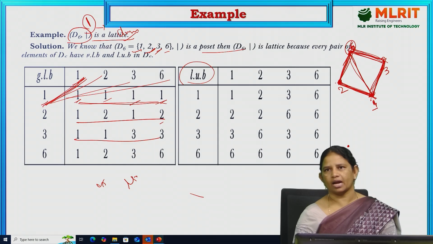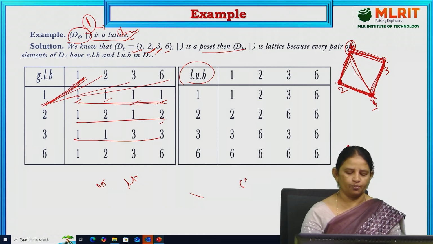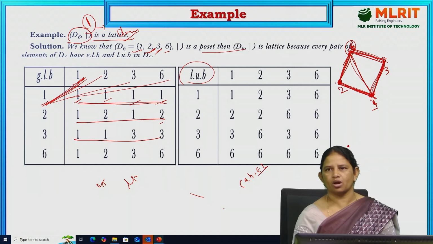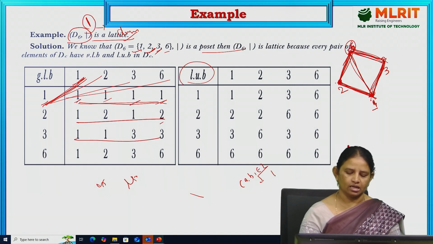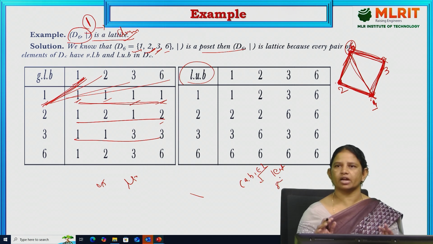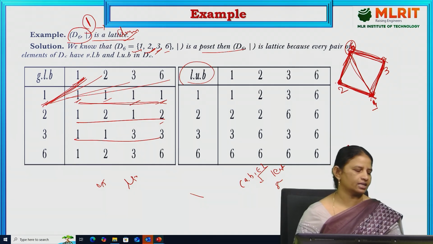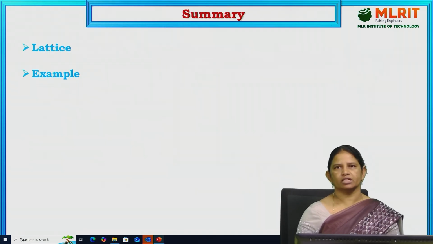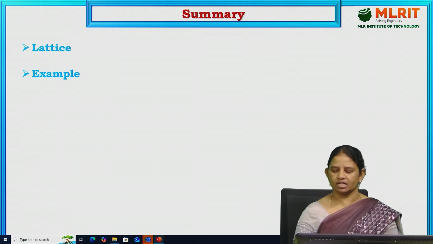What is meant by a lattice? For every pair of elements a, b belonging to L, the least upper bound and the greatest lower bound exist. Then we can say that the relation is a lattice. So in this video we discussed what a lattice is and its definition, and we understood the definition by taking an example. Thank you.